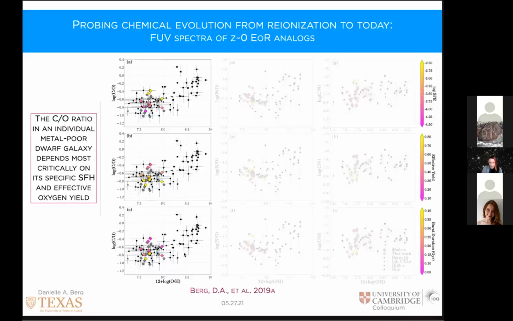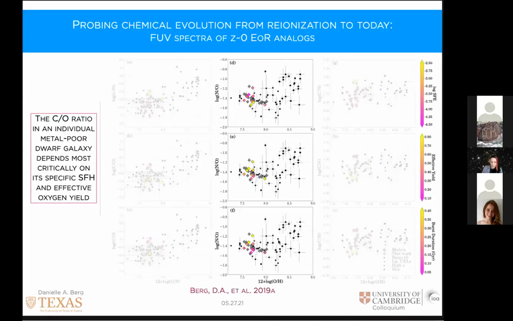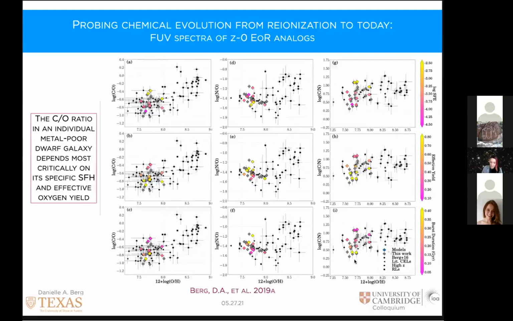And when that happens, very quickly after a short burst, that can also mean that your nitrogen, which comes from slowly evolving lower mass stars, hasn't necessarily been ejected with time. So we get the inverse relationship for nitrogen to oxygen. And we can also compare that to carbon to nitrogen. It really seems that these ratios are critically sensitive to the star formation history and the effective oxygen yield at low masses here.